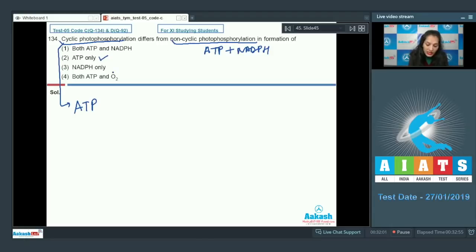So cyclic photophosphorylation differs from non-cyclic in synthesis of ATP only. There is no synthesis of O2 during the cyclic photophosphorylation. During non-cyclic photophosphorylation, there is evolution of oxygen. So the correct option for the given question is option number 2. Let's move on to the next question.